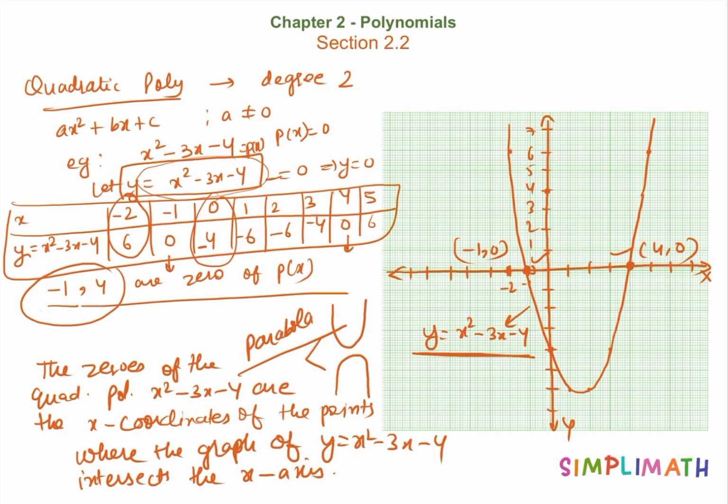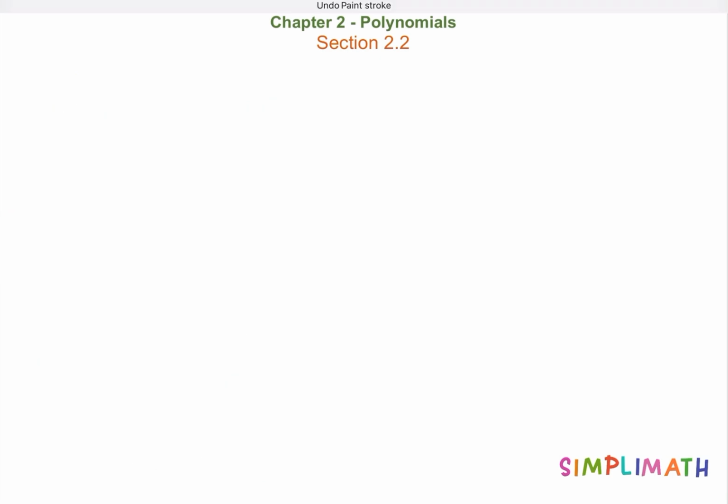Here also, in this previous example, we saw that the zero of this polynomial x square minus 3x minus 4 is the same as the x coordinates of the corresponding graph of the equation that we plotted, right? And it is a parabola. Now let us understand something about the quadratic equations, about the roots of the quadratic equation.